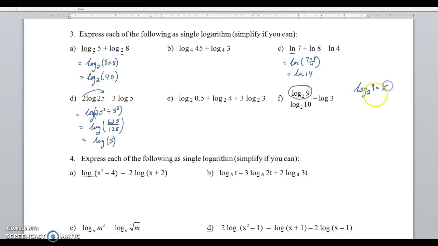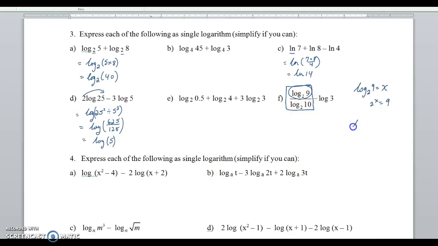equals x. Well, you would wind up with 2 to the x equals 9, and that won't simplify. In fact, not much we can do with that. Instead, it's a matter of taking a look at this entire fraction. And this is the change of base formula. That's the one that says that you can take a log and rewrite it as a division of two logs with a new base.